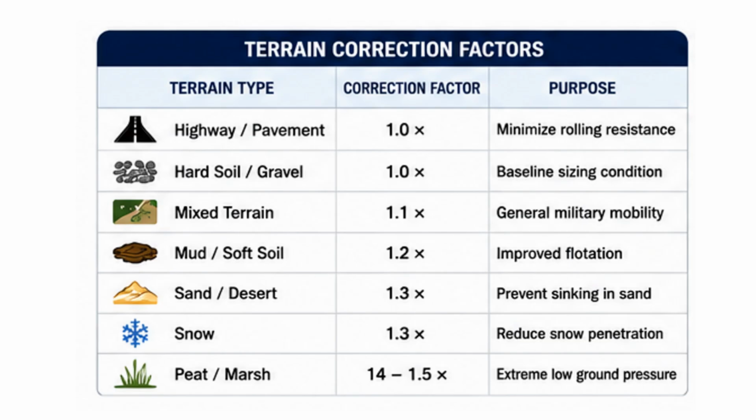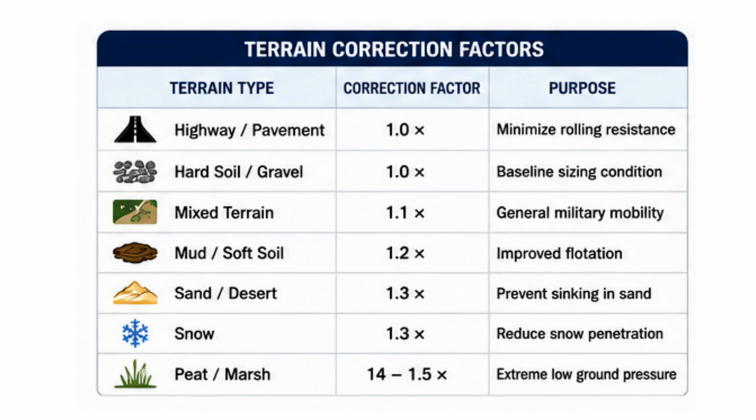Terrain correction factors help adjust the base tyre width for different operating surfaces. For highway, pavement, hard soil, and gravel, the correction factor is 1.0. This means the base tyre width can be used without change because the ground is firm and rolling resistance should remain low. For mixed terrain, the factor increases to 1.1. This adds about 10% to the base width and provides a practical balance for general military mobility.